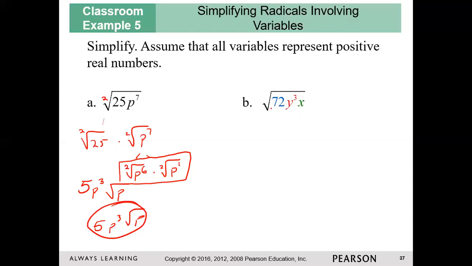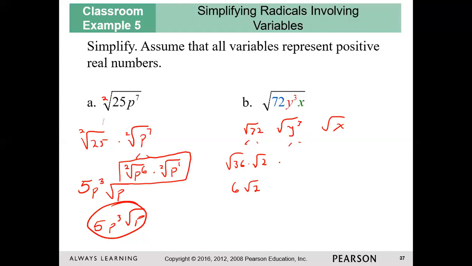Okay. So over here, we'll do, again, something very similar with different values. We'll do the square root of 72, the square root of y to the 3rd, and the square root of x. So over here, we're looking for the largest perfect square factor, which is 36 times 2. The square root of 36 is 6. And then the square root of 2 is just the square root of 2.